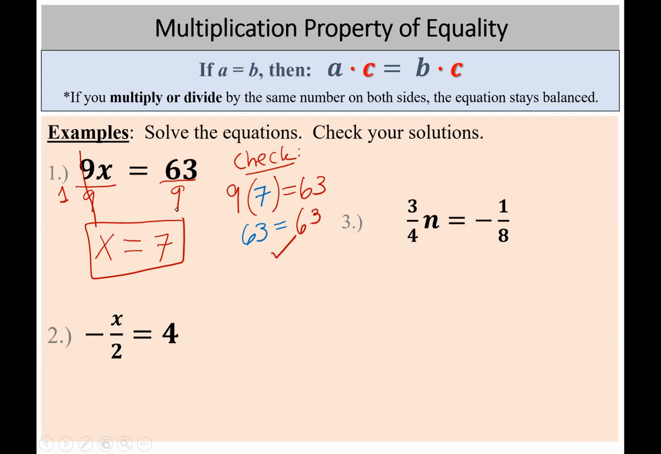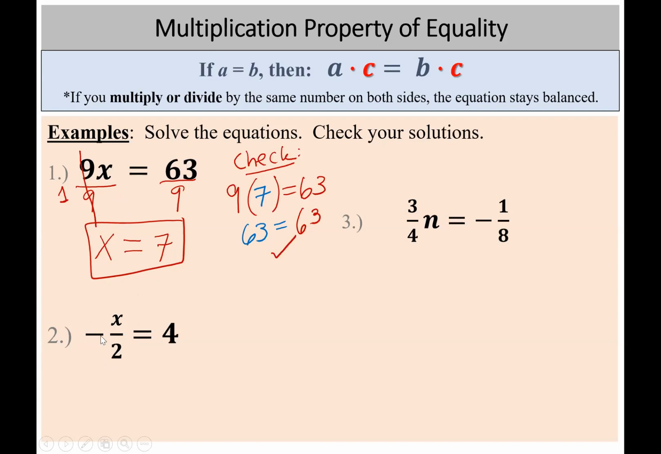For the next two problems, we're actually going to be multiplying on both sides. So for number 2, here's what it is. Negative x over 2 equals 4. All right, the x is already being divided by 2. So the opposite of dividing is actually multiplying. We need to multiply in this case. Compare it to the one we just did where we started off with 9x and we had to divide by 9. This one, we're starting off with x divided by 2, so we can then just multiply by 2.